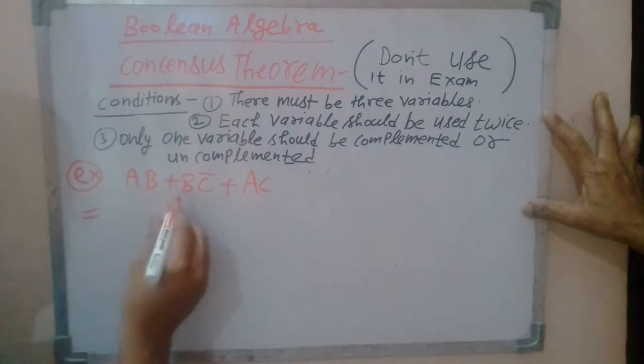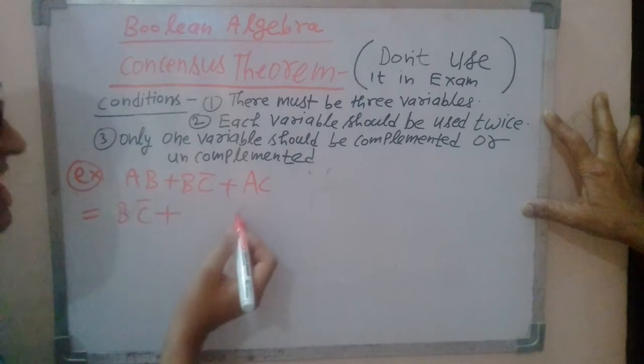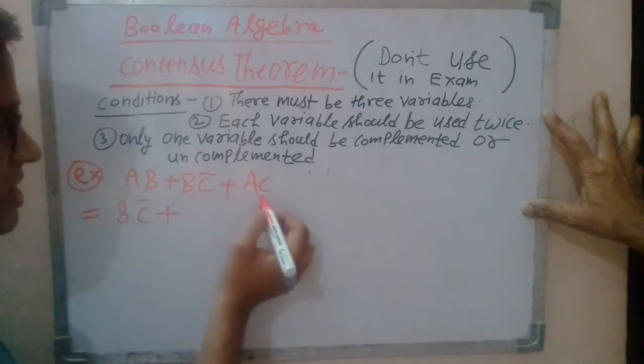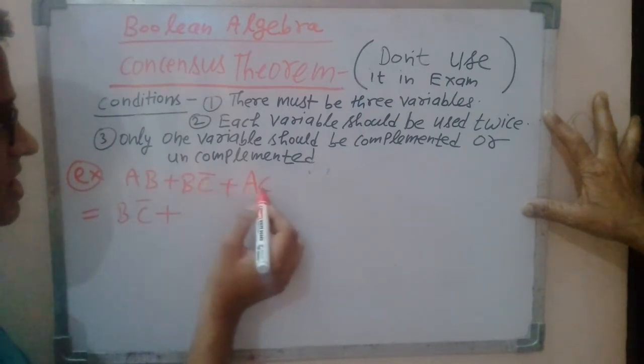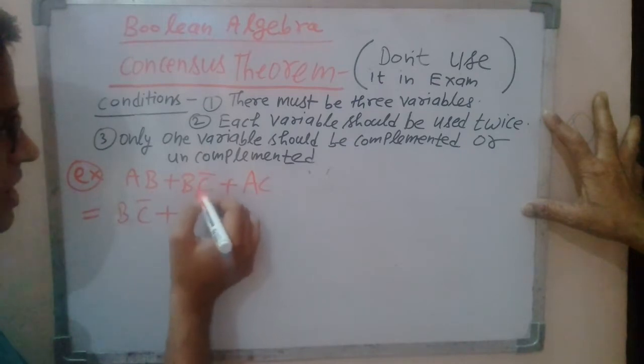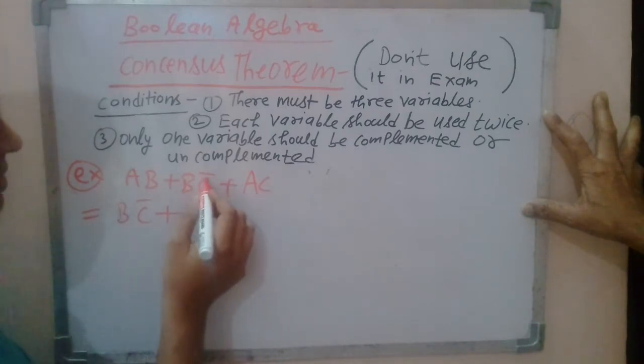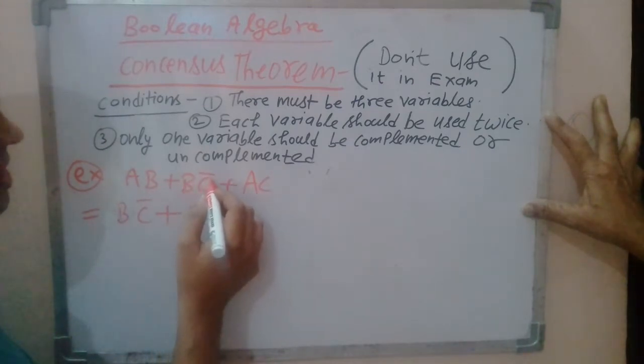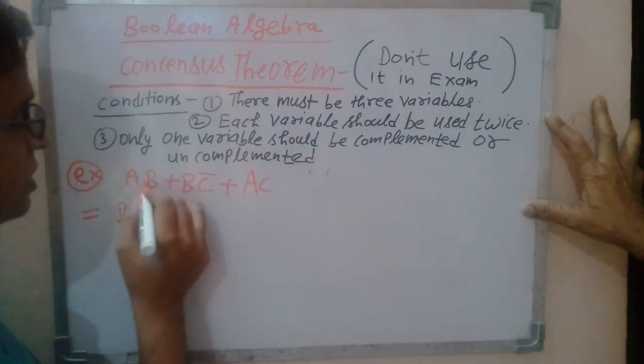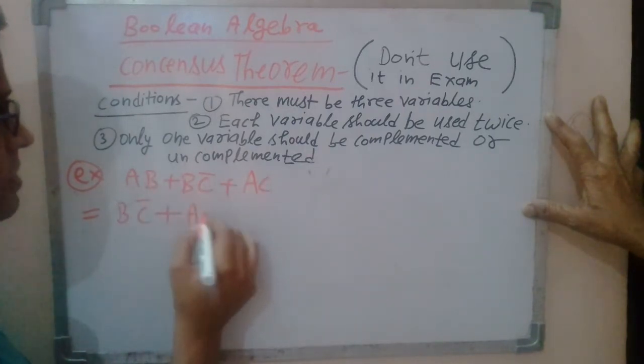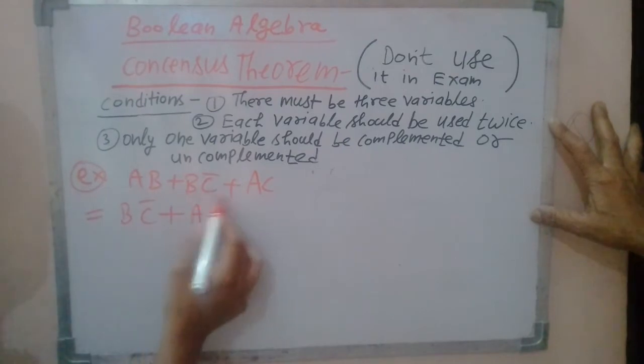So that means the answer will be BC bar plus its related term. Its related term will be AC, right? Because C is available here. That complemented variable is available in the term AC and not in the term AB. So the answer will be AC. BC bar plus AC is the answer.